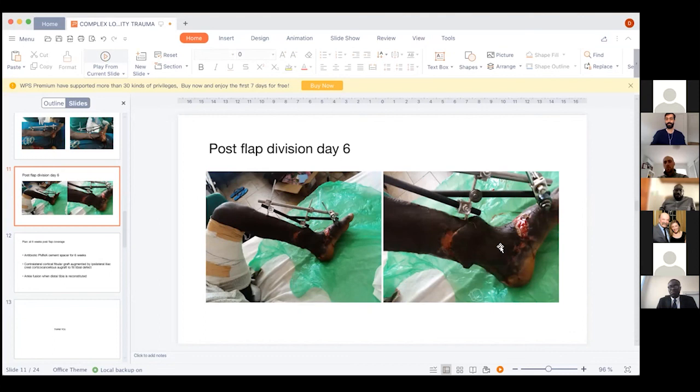That would make sense. Do you guys have retrograde nails to do ankle fusions? Do you just use a side nail for that? Side nail is what I use mostly. It's the only nail we have.